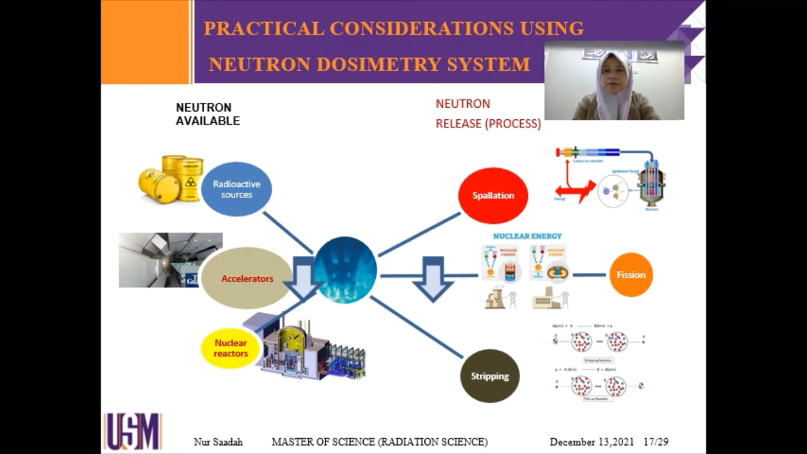Where do we find the neutron, and how do we determine the neutron radiation? If you look at this slide, neutron radiation comes from radioactive sources, from accelerators, and from the nuclear reactor. The processes are separation, fusion and stripping. All these three processes are mostly used inside the nuclear reactor.